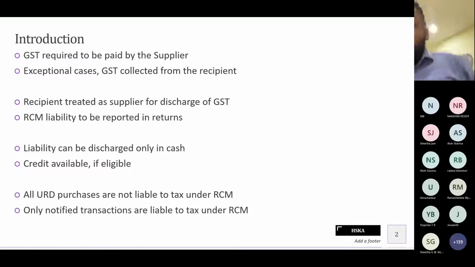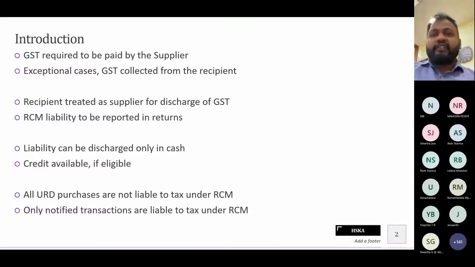So that's when the finance minister had to roll back that levy. And after that, in the subsequent budget, he introduced service tax under reverse charge mechanism on goods transport agency. And that's when the concept of reverse charge came into the picture in service tax. And the same thing has been extended even to GST. So GST has reverse charge mechanism both on goods and services.